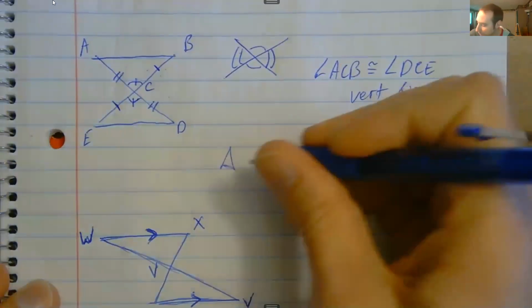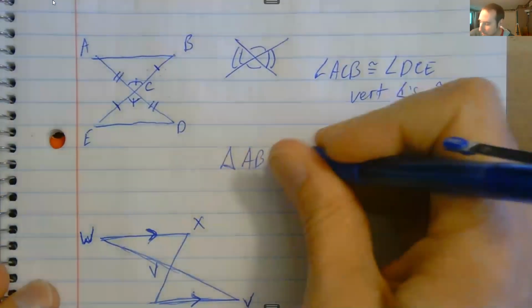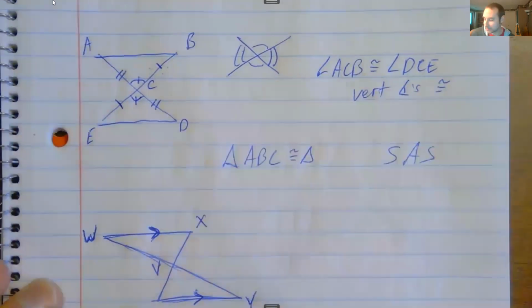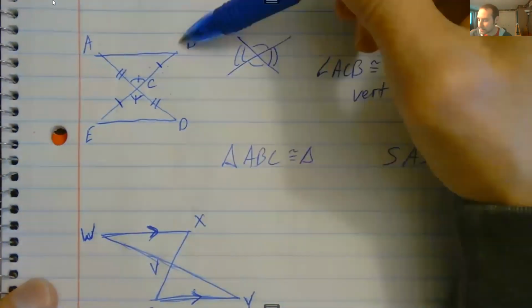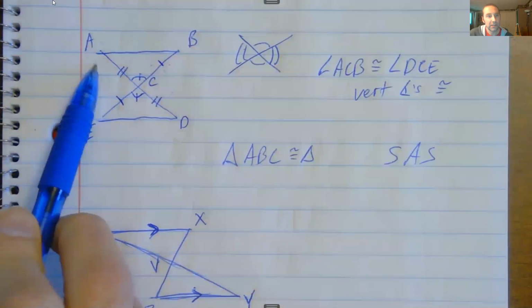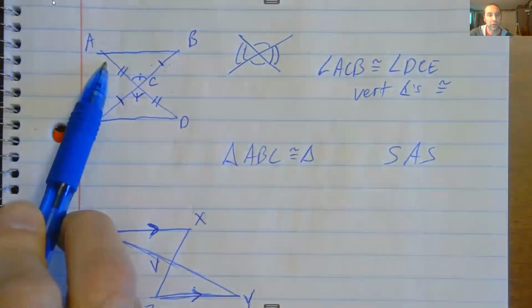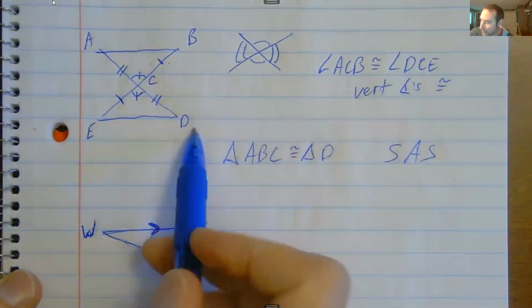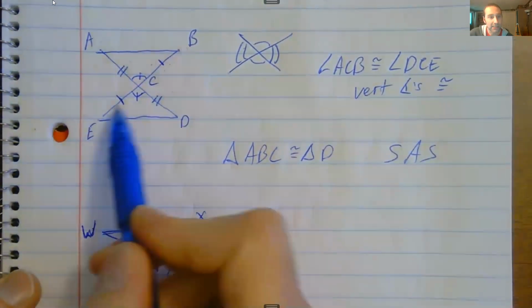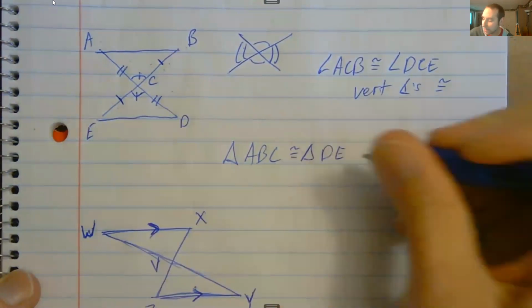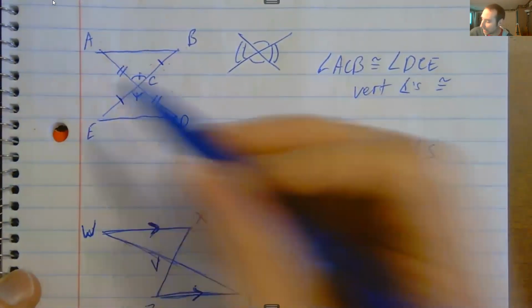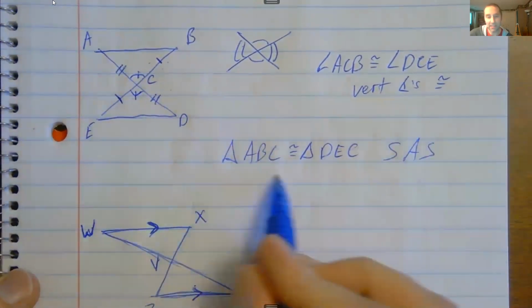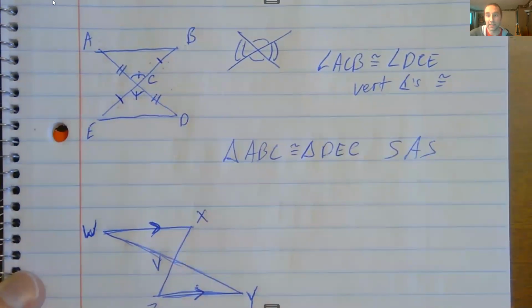This is going to be triangle ABC is congruent to triangle. Let's see. If I said ABC, the angle A in this triangle corresponds and matches up with the angle D down here. This angle B corresponds and matches up with that angle E, and then this angle C matches up with that angle C. So triangle ABC is congruent to triangle DEC.